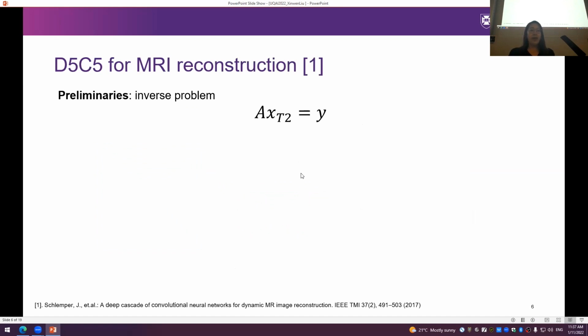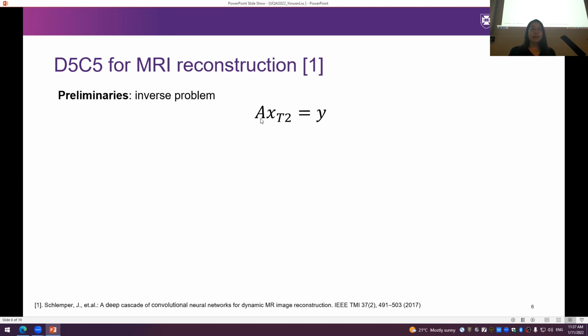D5C5 to do the MRI reconstruction. So what is that? So basically doing the MRI reconstruction is an inverse problem mathematically, which means for example, in this equation, we have x, that is the image that we want to reconstruct. And then we have y, which is the measurement, and A is the operation like Fourier transform. So by taking x equals A inverse y, we can directly get the image.